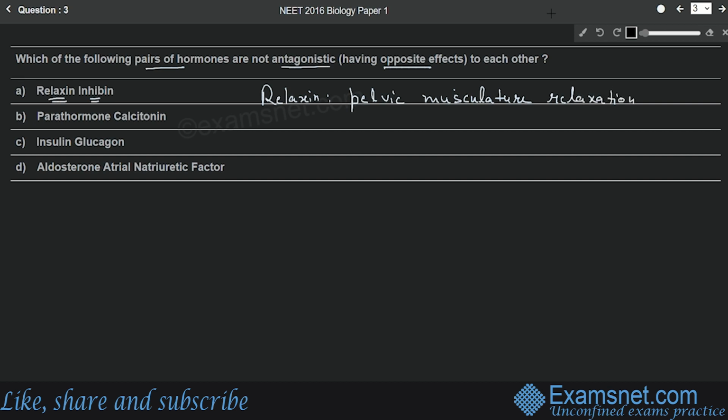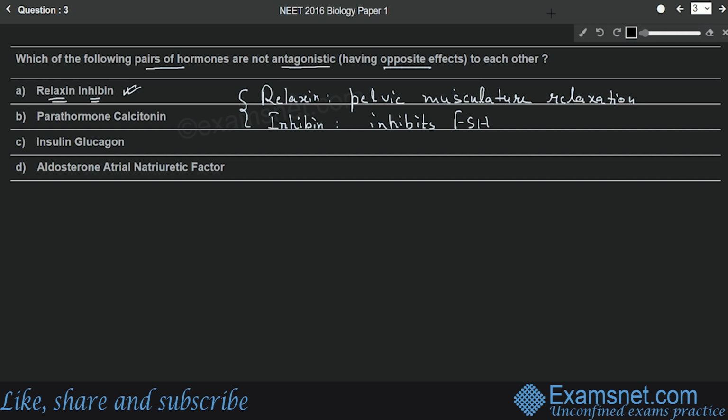And what is the effect of inhibin hormone? It just inhibits the FSH, that is follicular stimulating hormone. So we can see that the effects of these two hormones are not opposite to each other. These are different. So this will be the correct answer. They are not antagonistic to each other. But let's see other options as well.